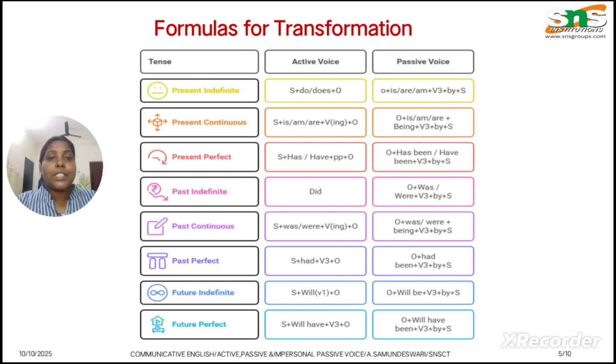And if it is present continuous, everyone knows that present continuous can be written with the verb plus ing structure. As in the regular format, you can change and use the helping verb. Since it is a continuous structure, you can use being plus the past participle form of your verb, and you can use by plus the object in the subject case.